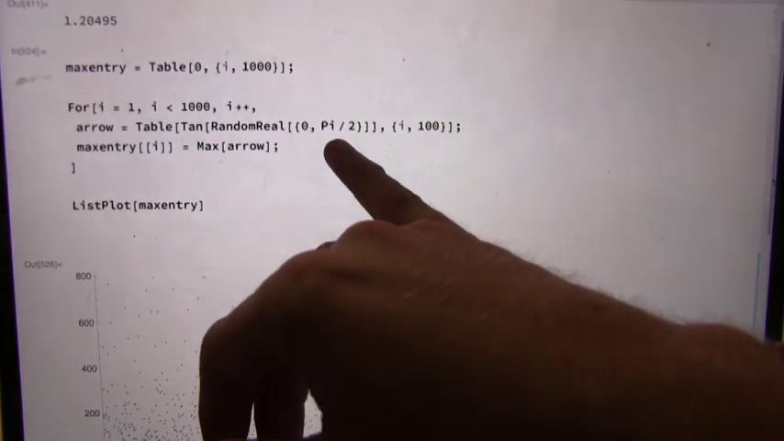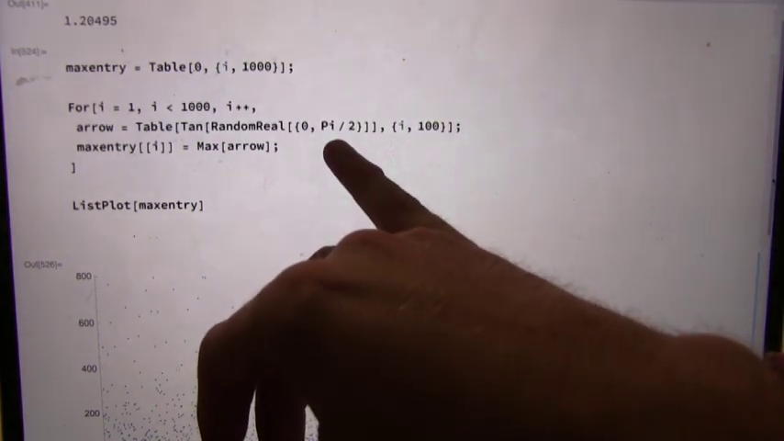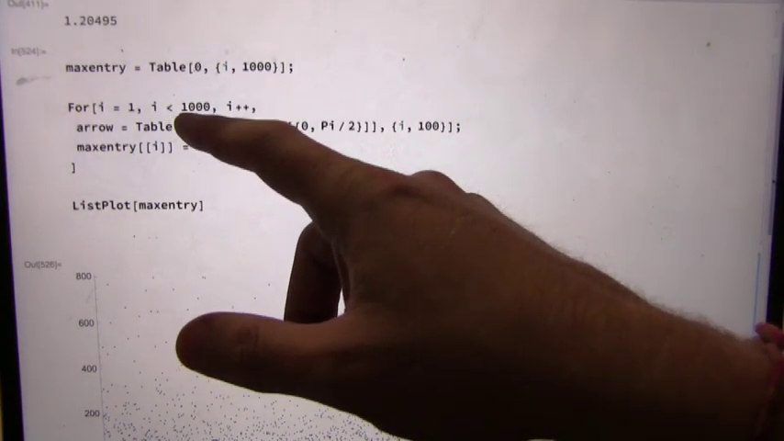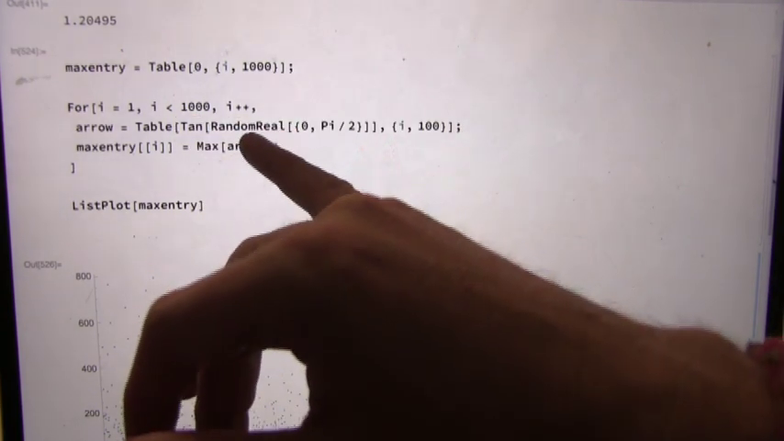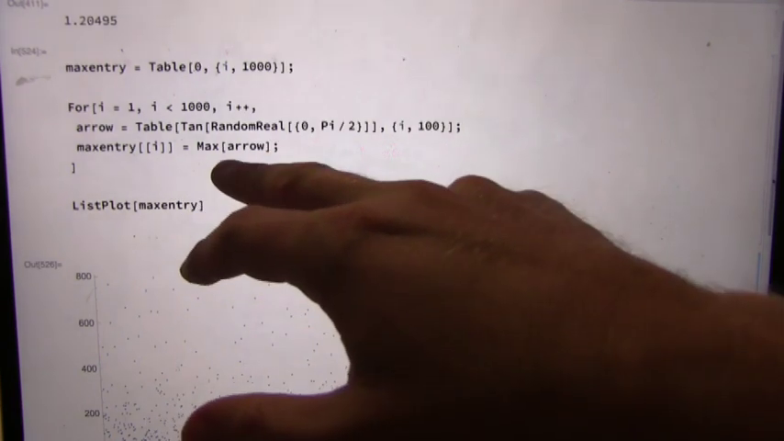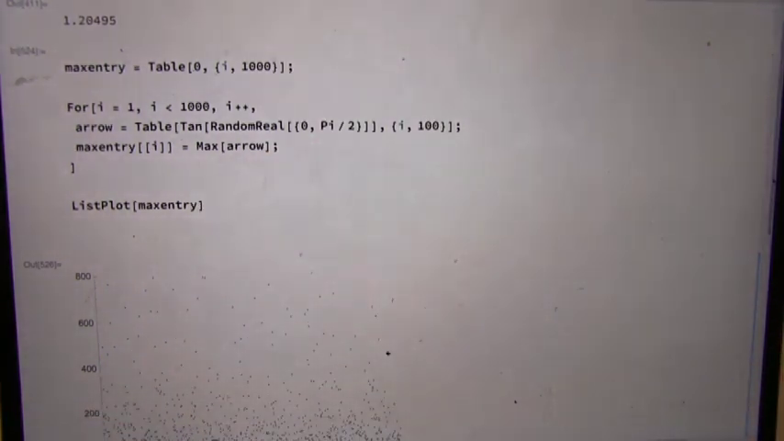What does that mean? That's just you're choosing a random degree between 0 and 90. Okay. And I do that 100 times. So for each loop in my 1,000 trials, I take a tangent of 100 random reals, and then I just pick the maximum. Okay. And then I make a nice plot of them.